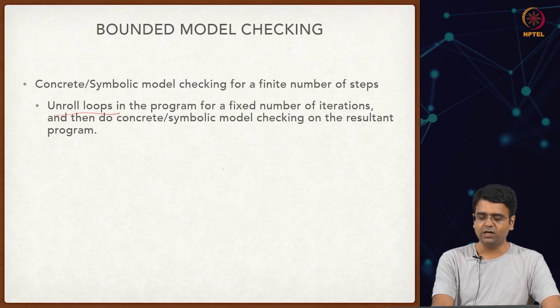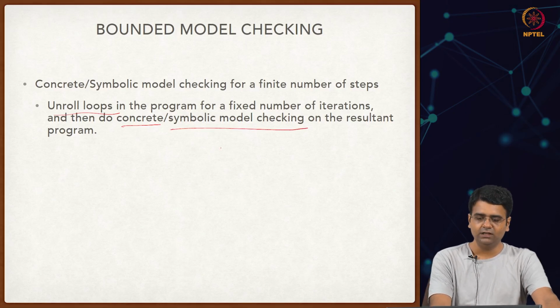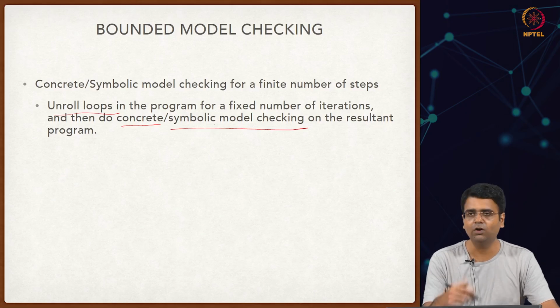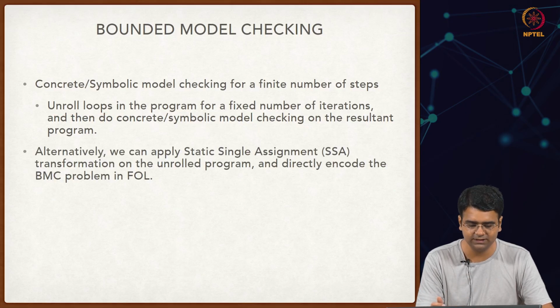Now, in particular, concrete model checking may still not terminate, because you are doing things concretely, but symbolic model checking is guaranteed to terminate, because you will be able to express the set of reachable program states using formulas. So in this way, by unrolling loops for programs with loops, you get bounded model checking. This is one way to do bounded model checking.